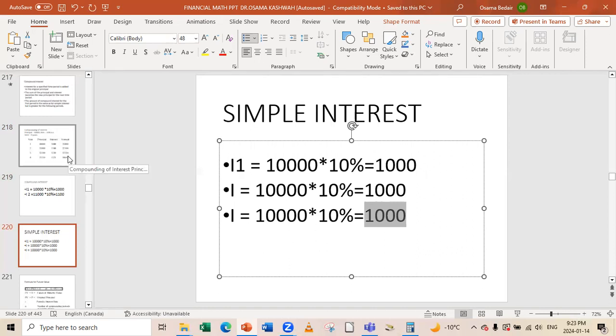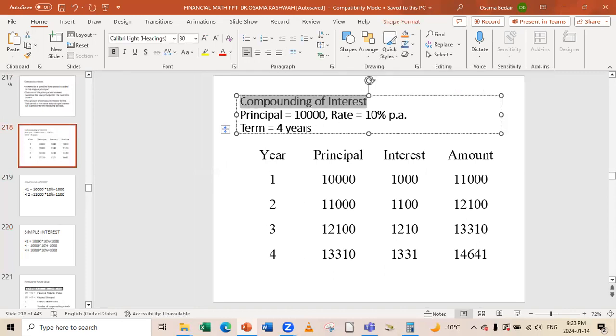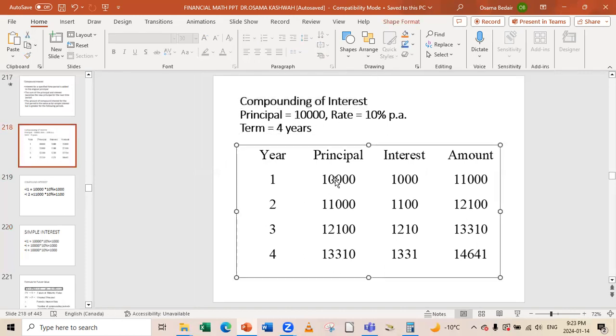That is in the simple interest. But in the compound interest, like what you see in front of you here, we will take the first 10,000, multiply by 10%, it will give me 1,000. 1,000 plus the 10,000, that will give 11,000.